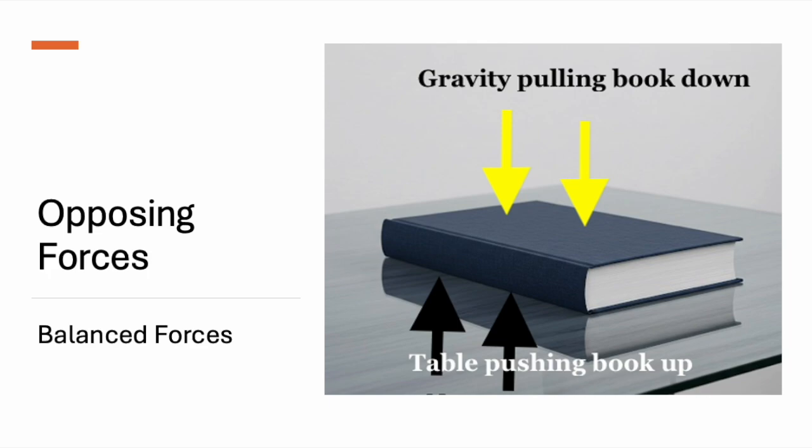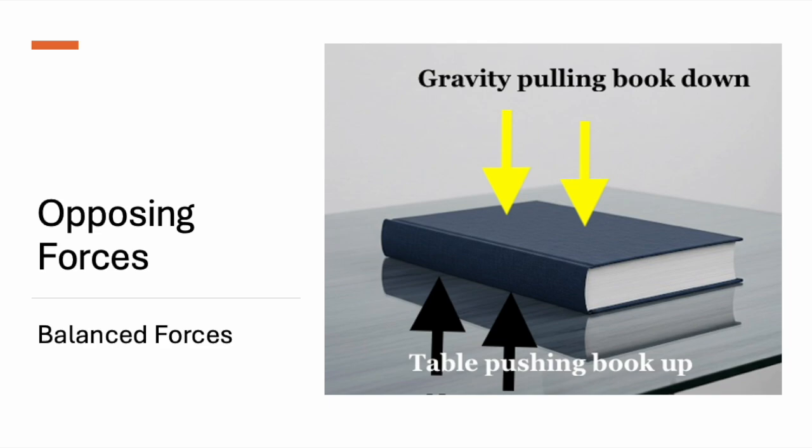Gravity pulls the book down, but the table pushes up on the book with an equal force. These forces are balanced, so the book stays still. In this case, the forces were opposite forces.